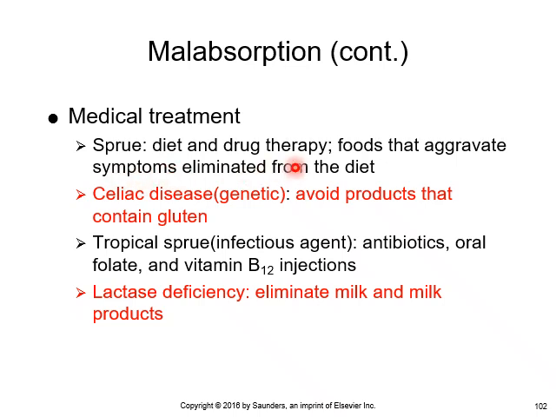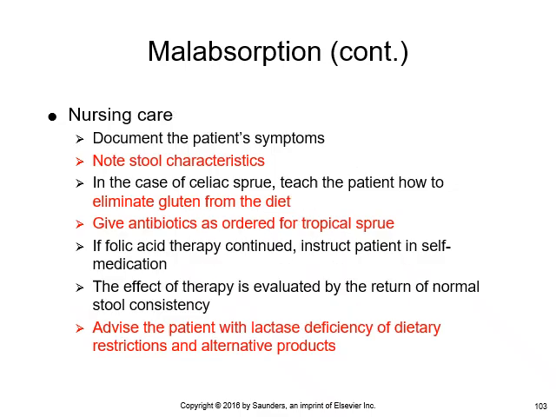So for sprue, those foods that aggravate the symptoms should be eliminated from the diet. The celiac disease, this is a genetic malabsorption disease, and the patient should avoid products that contain gluten. For tropical sprue, this is an infectious agent, so we would give patients antibiotics, oral folate, and vitamin B12 injections. Lactase deficiency, we have to eliminate milk and milk products from their diet.